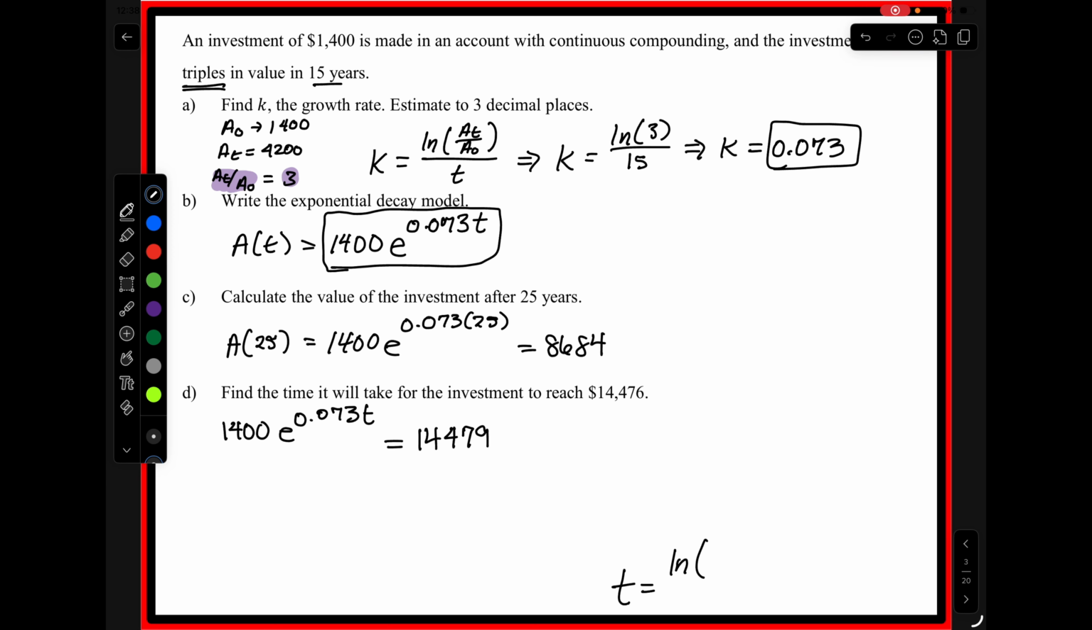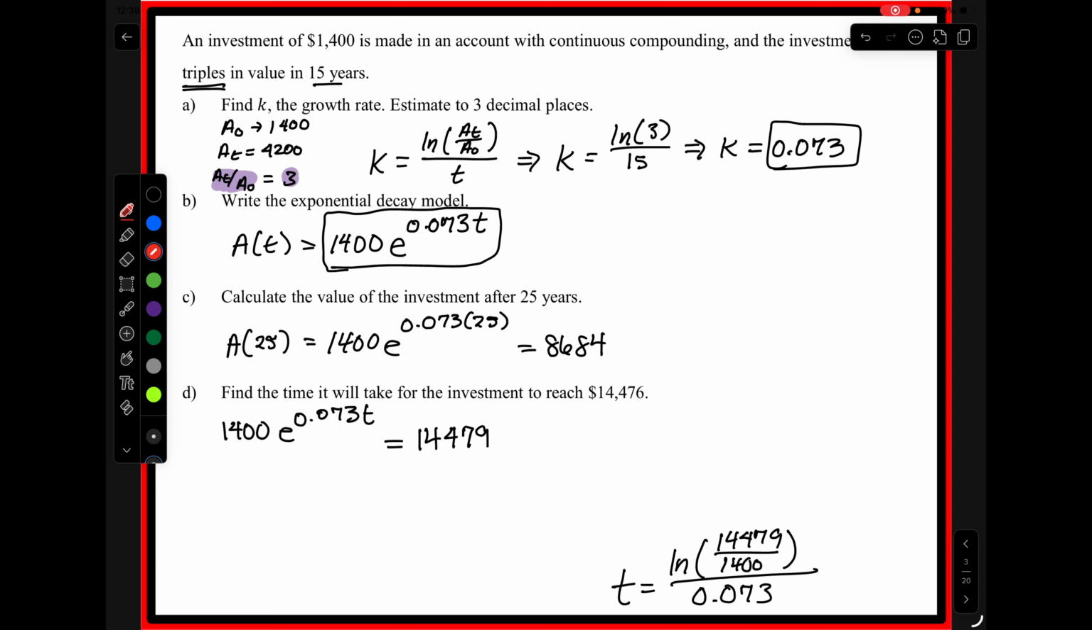And the answer to this, I'll go through the steps, but the answer to this is ultimately going to be the natural log of the 14,479 divided by the 1,400 that we began with, and all of that gets divided by the k, the growth rate of 0.073. So let me show you how we end up with that value.